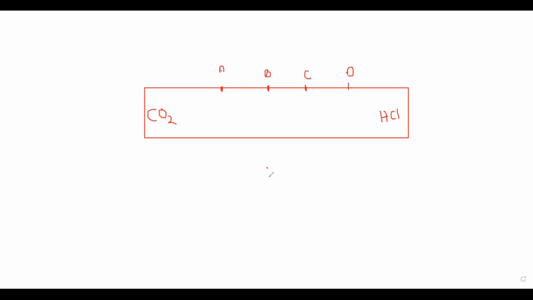The mass of carbon is 12, mass of oxygen is 16, mass of hydrogen is 1, and mass of chlorine is 35.5. So what will be the molecular mass of carbon dioxide? Carbon is 12 plus oxygen is 16 multiplied by 2. That's 32. So the total will be 44.